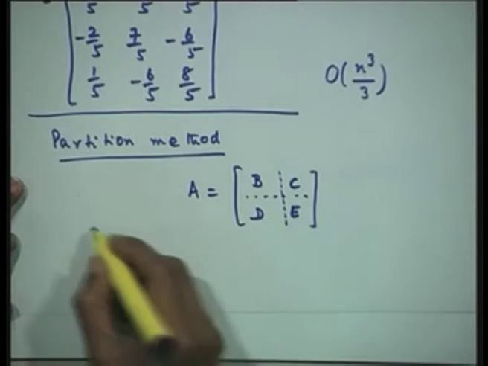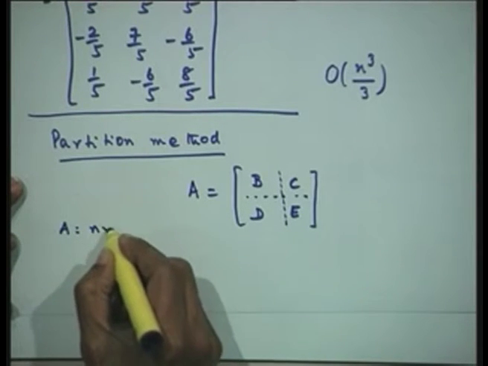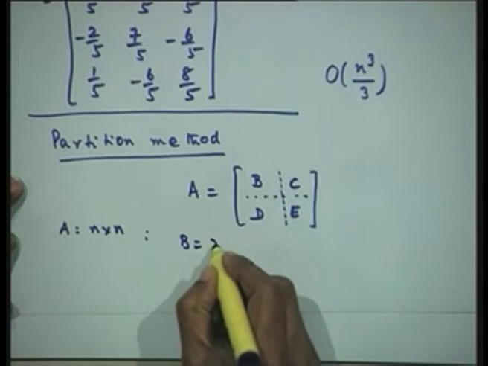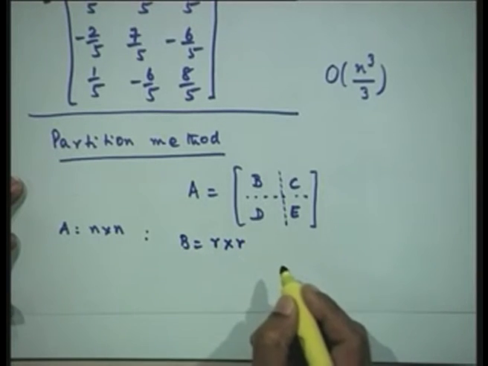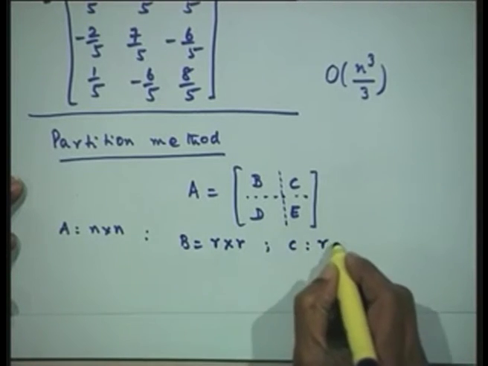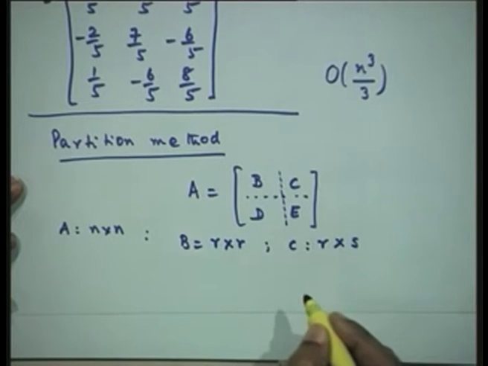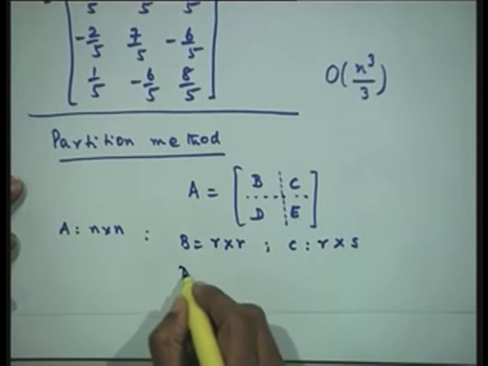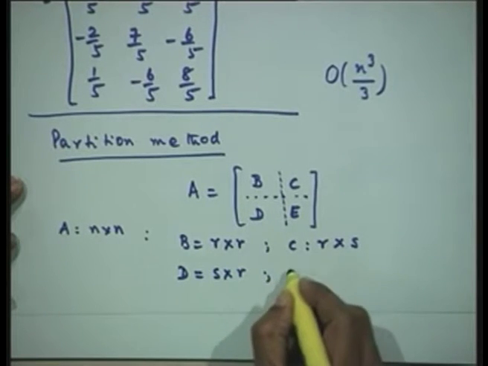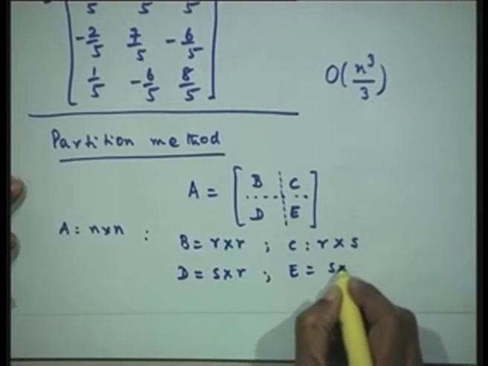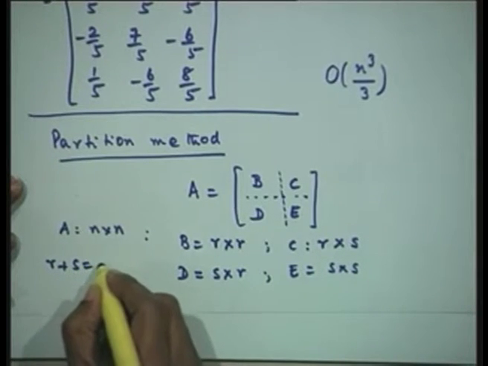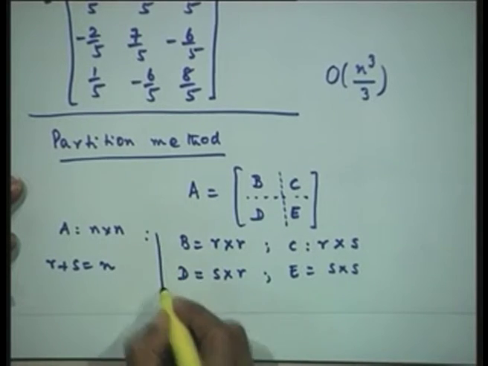Now let us take A as an n into n matrix. So I can take B as an R into R matrix, C has the same rows, therefore R into S, we will take C as R into S, D as S into R, and E as S into S, so that R plus S is equal to n.